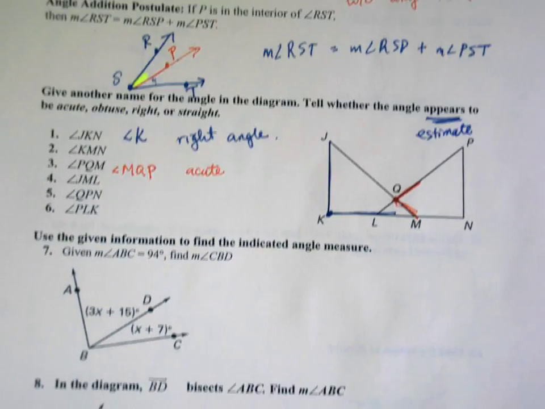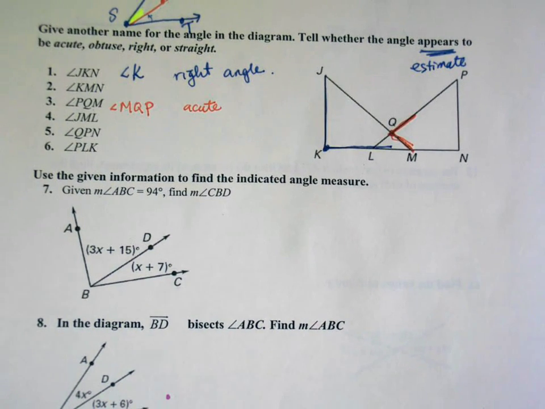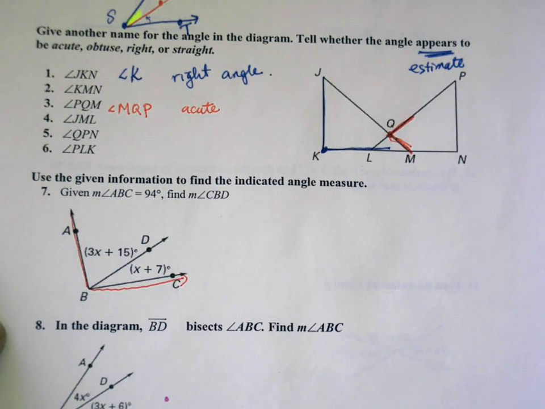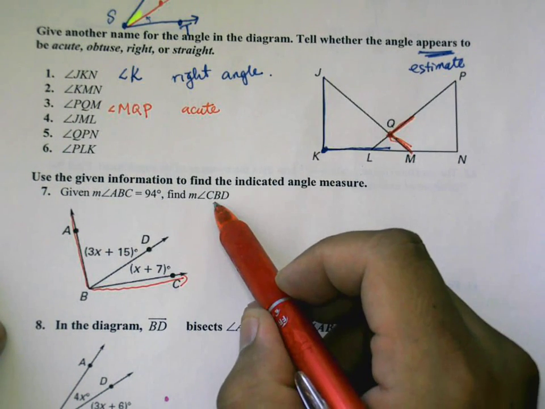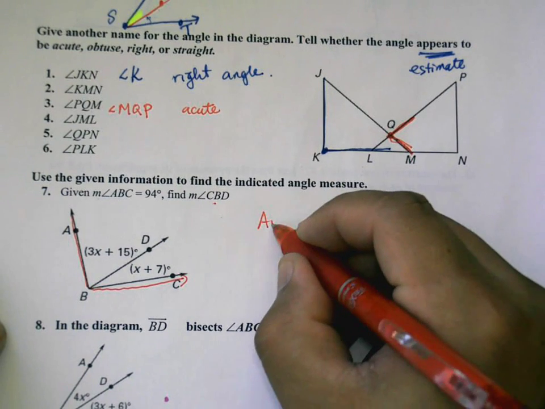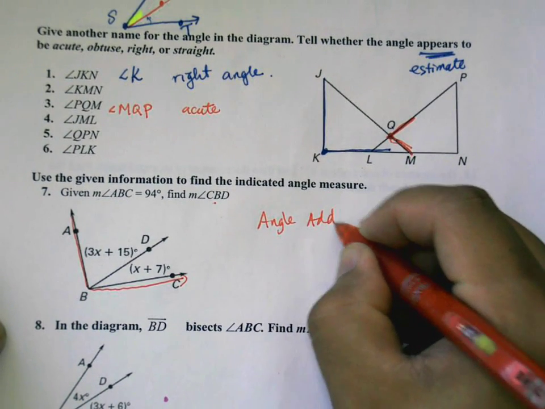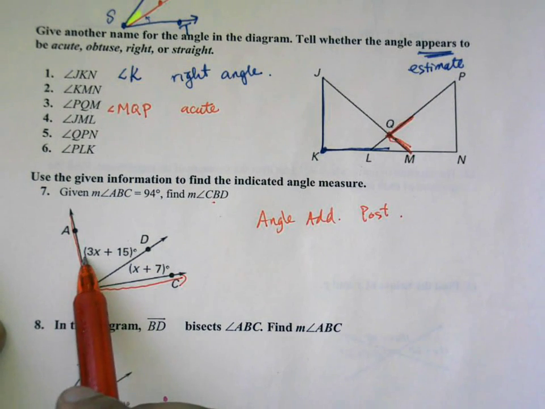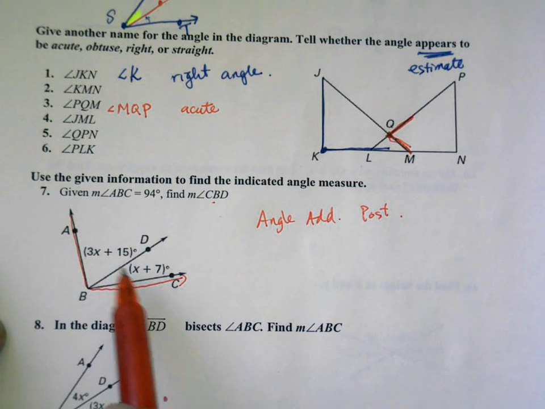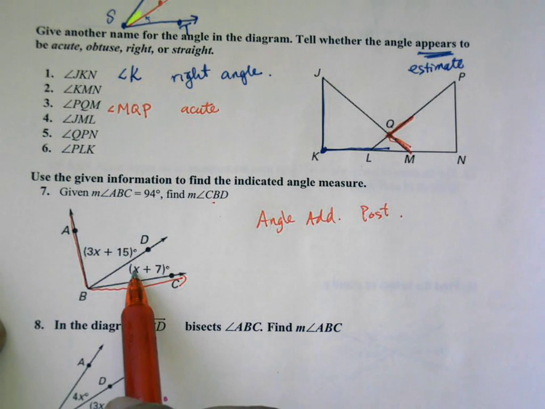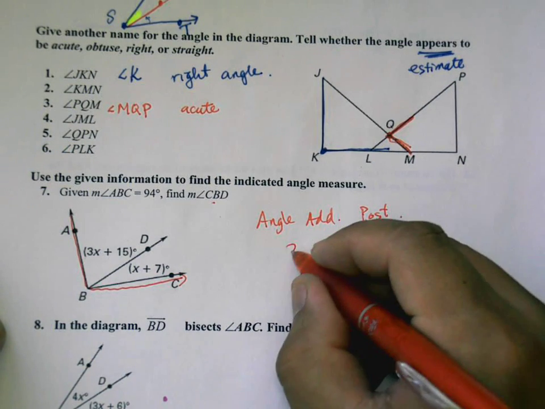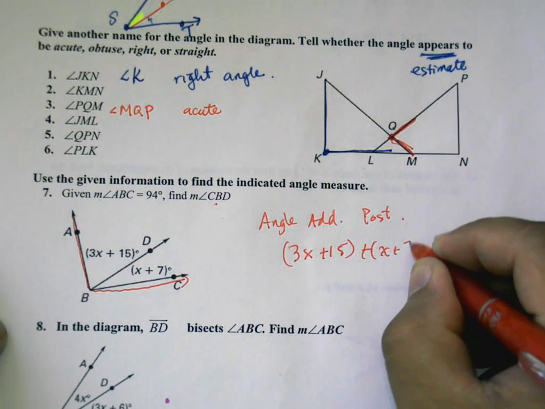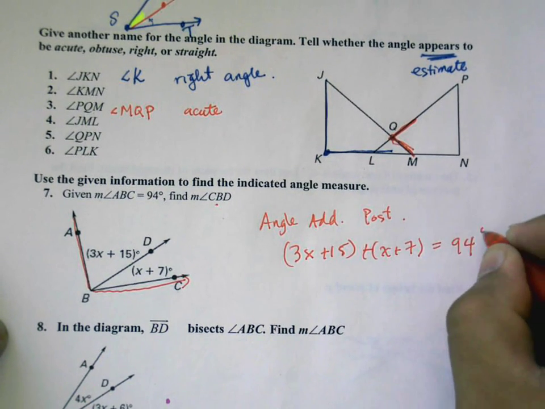I'm going to continue on and solve one more problem. So here we know that the measure of ABC is equal to 94 degrees, and we want to find CBD. So using the angle addition postulate, we can see that these two angles, the one that's represented by 3x plus 15 and the one represented by x plus 7, add up to equal 94. So we can say 3x plus 15 plus x plus 7 is equal to 94 degrees.